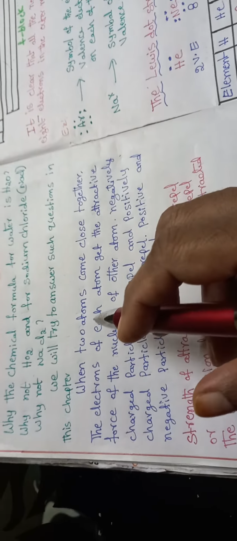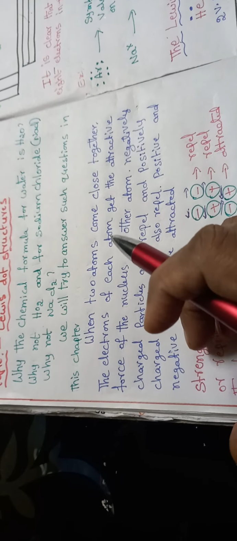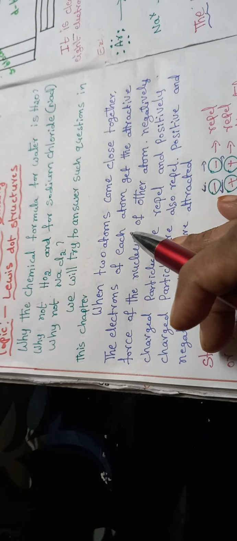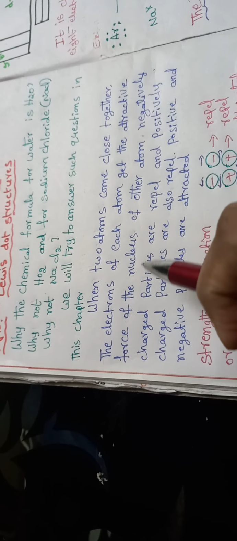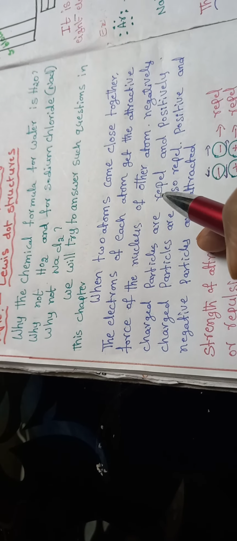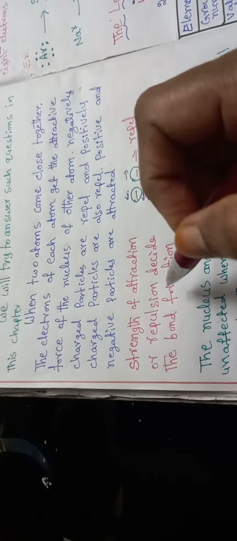When two atoms come close together, the electrons of each atom feel the attractive force of the nucleus of the other atom. Negatively charged particles are repelled, and positively charged particles are also repelled. Positive and negative particles are attracted. So the strength of attraction or repulsion decides the bond formation.